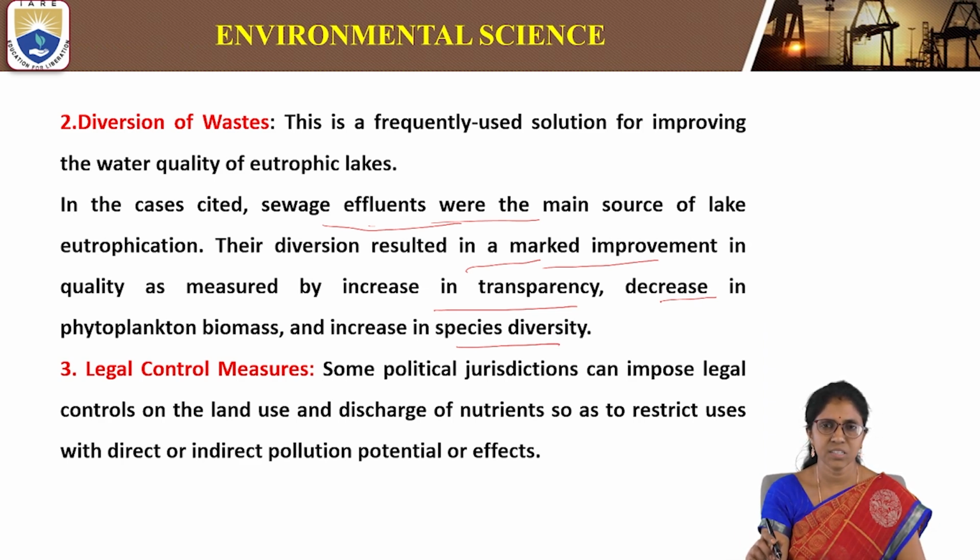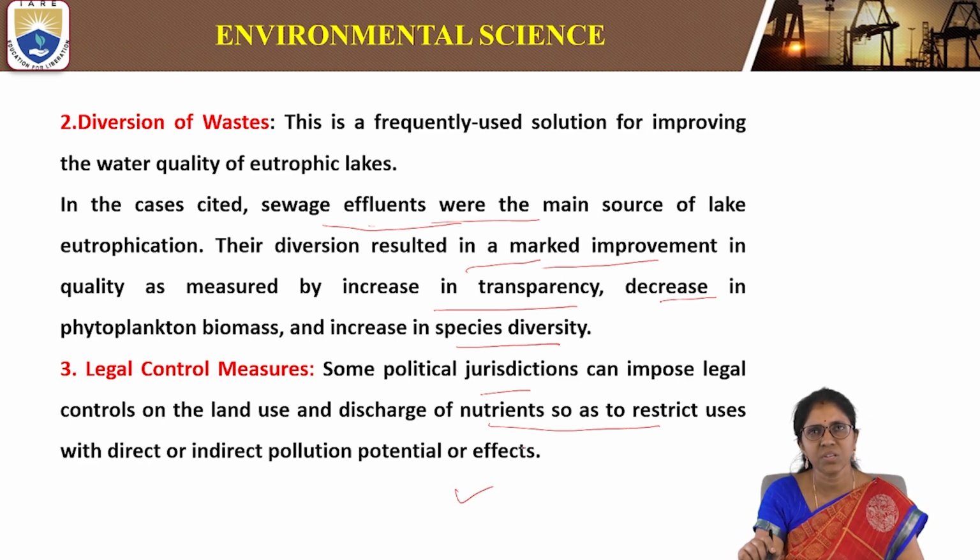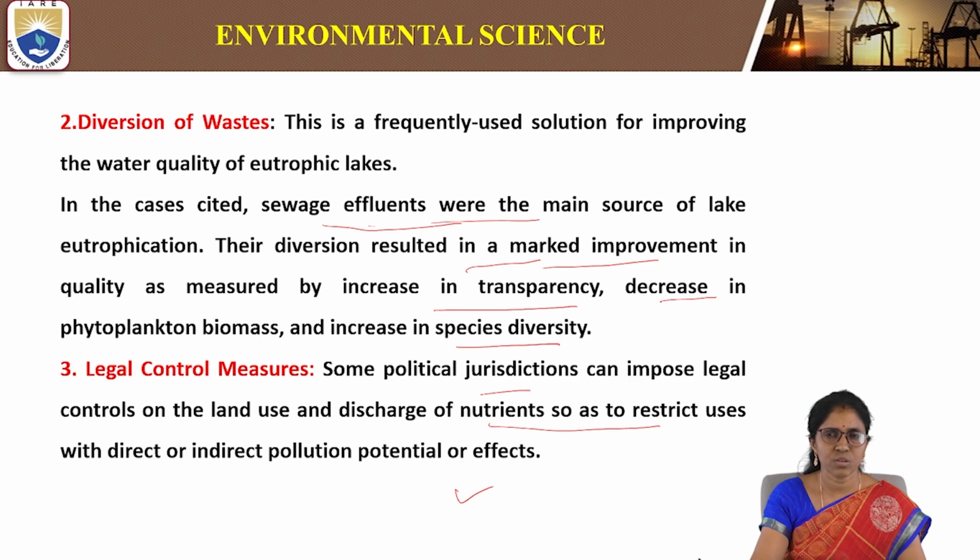Next one in direct method, legal control measures. Some political jurisdictions can impose legal controls on the land use and discharge of nutrients so as to restrict uses with direct or indirect pollution potential or effects. So by using legal control measures, we can decrease the nutrients, and we can restrict the uses with direct or indirect pollution potential.